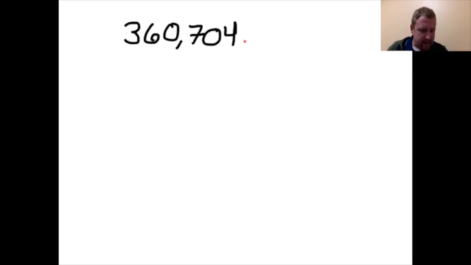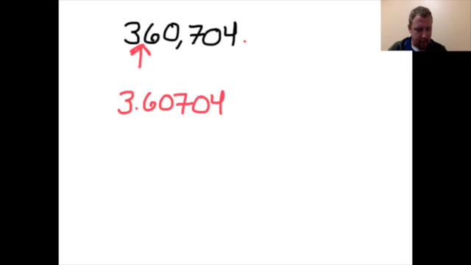Well, really, the decimal is right here at the end of the number. And I need to move it so that it's all the way at the other end, just to the right of that first non-zero digit, right there. Okay? Your scientific notation always starts with a number, decimal, then followed by however many numbers you need. So in this particular case, I want 3.60704. The decimal is now here.